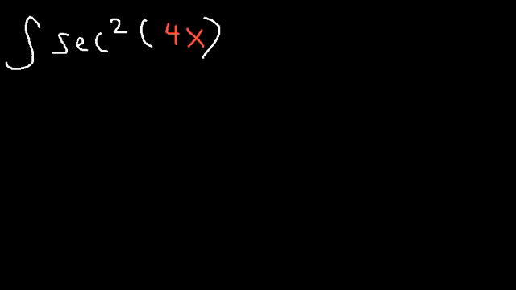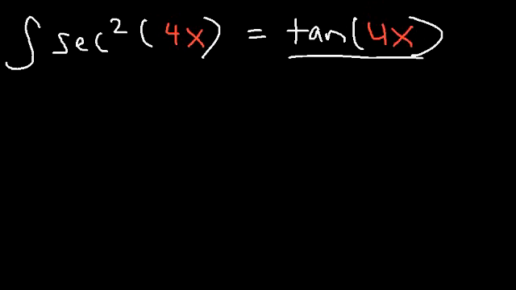Now what is the antiderivative of secant squared 4x? The derivative of what function is secant squared? The derivative of tangent is secant squared. So the antiderivative of secant squared is going to be tangent. Now the angle is going to remain the same. Since we have 4x inside of secant squared, there's going to be a 4x inside of tangent. The derivative of 4x is 4. So let's divide it by 4 plus c.